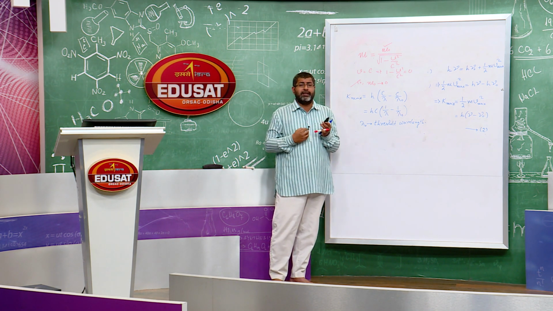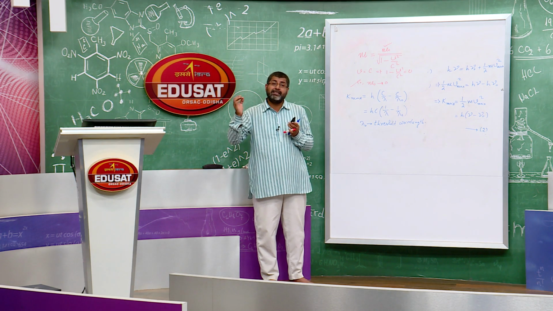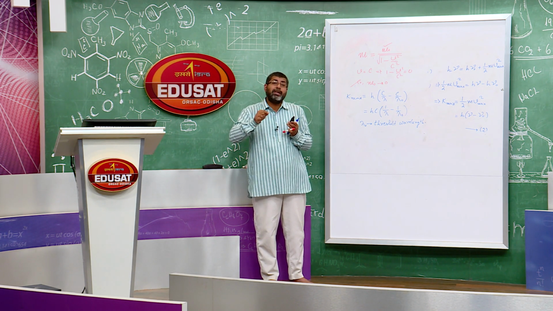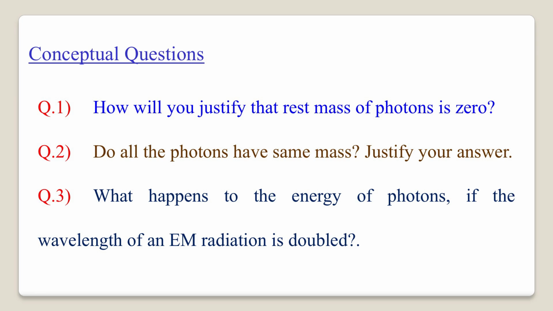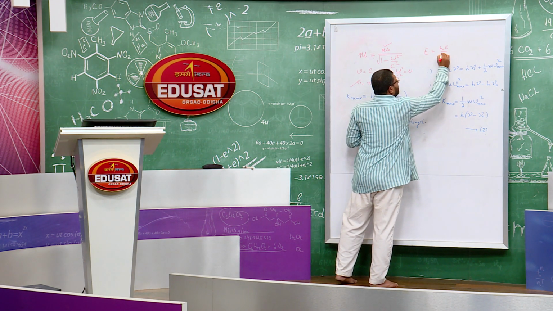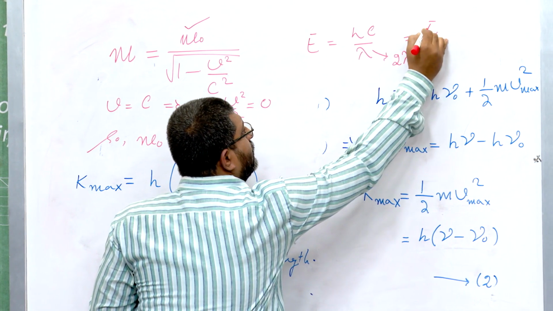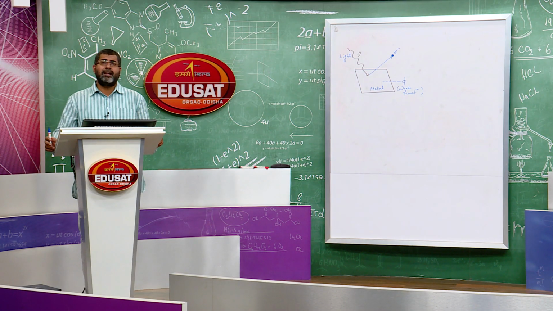Now, come to the second question. Do all the photons have the same mass? The answer is again no, because since they have different frequencies, they have different energies. So, though they move with the same speed, they have different masses. Next, the third question: what happens to the energy of a photon if the wavelength of EM radiation is doubled? We can say that E = hc by lambda. When lambda becomes 2 lambda, the energy becomes E prime = E by 2.